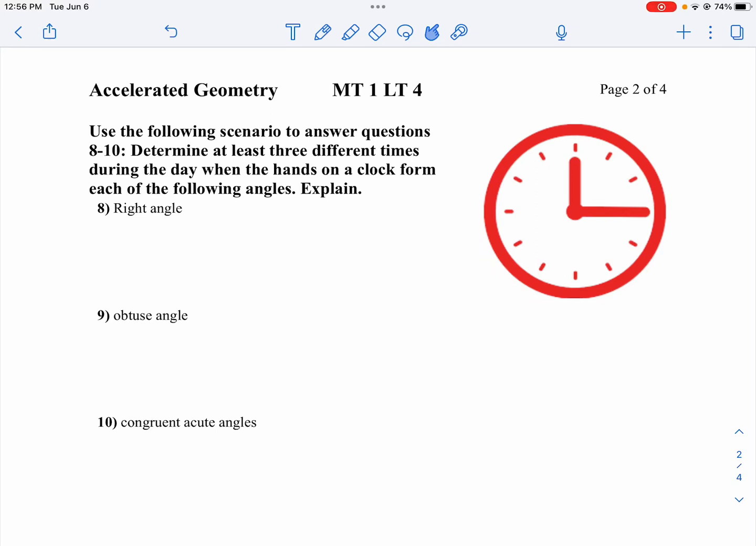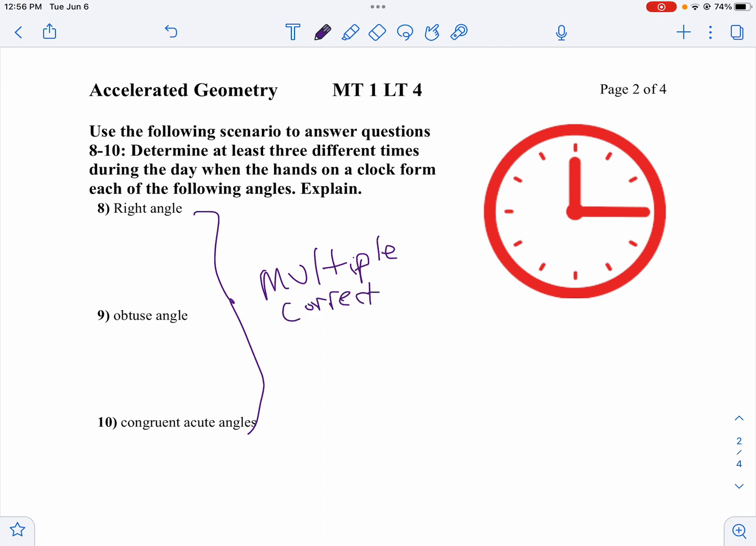On page 2 of your assignment, for questions 8, 9, and 10, there are multiple correct answers. I'm not going to list them all out. But make sure that you give me at least 3 different times during the day when this is true. So at least 3 times when you have a red angle.